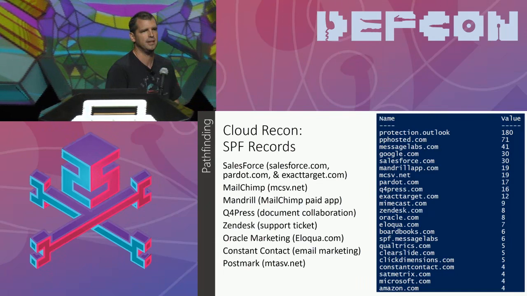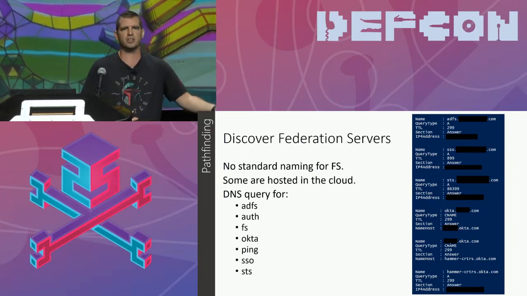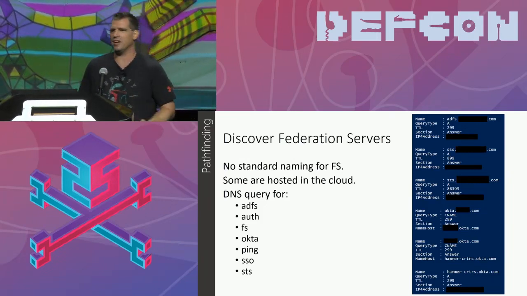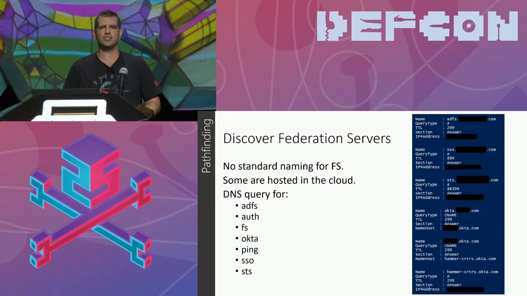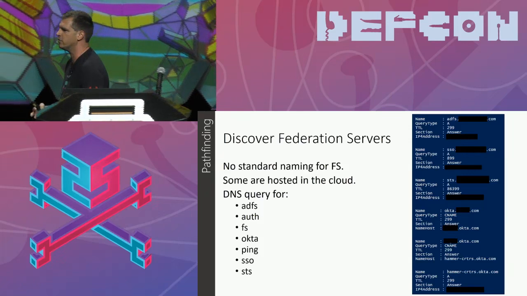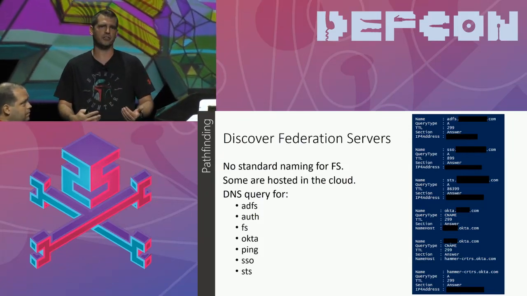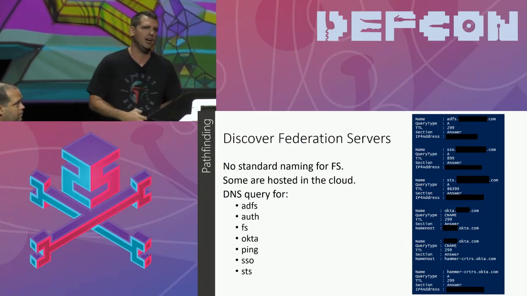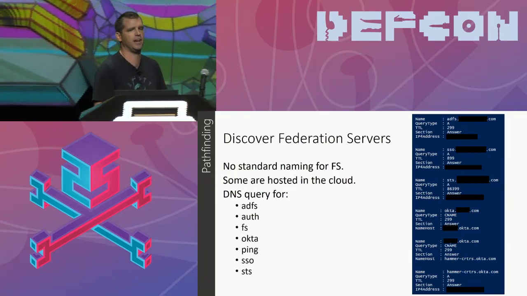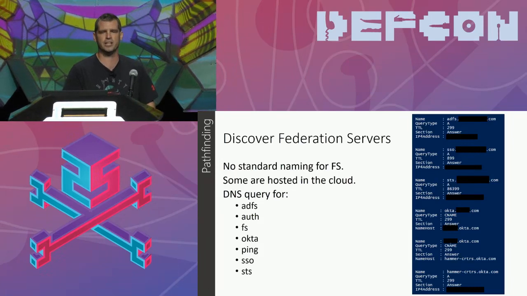And then the other part that's pretty interesting is looking for federation servers, because ultimately that's the key to authentication within the cloud. And since there's no standard naming for these federation servers, what we can do is DNS queries for a bunch of different A records. And what I found interesting as part of this scanning is that a number of these actually are registered as CNAMEs and then point back to what the federation server actually is. And we can do DNS queries for a number of these, ADFS, etc. STS seems to be one of the more legacy configurations for ADFS.